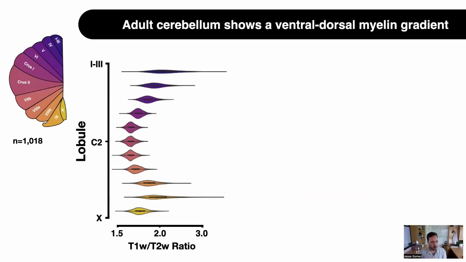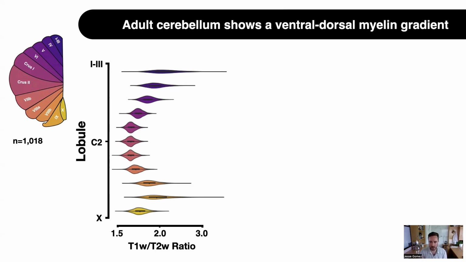In a recent paper that should be published in a few weeks, we use the T1-T2 ratio from the HCP dataset, which is thought to be sensitive to myelin content. And we show that this sensory association gradient seems to be associated with a myelin contrast gradient as well.